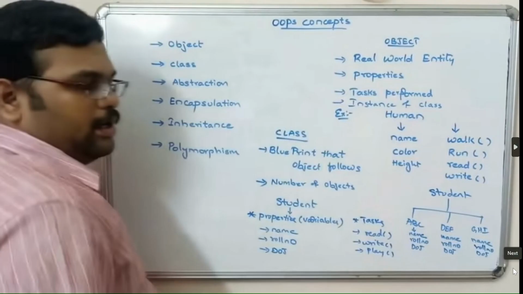Now we come to define what is an object. An object is just a real world entity. Because when I was talking about an object, I told you to look around yourself. Whatever you see is an object, meaning any real world entity you see is an object. So an object is just a real world entity. Full stop. So if an object is a real world entity, that means anything you see is an object.